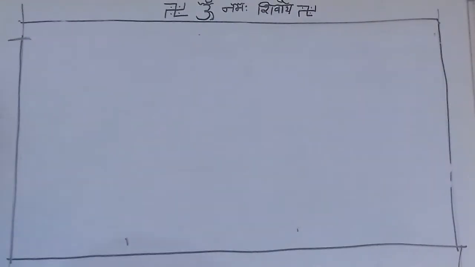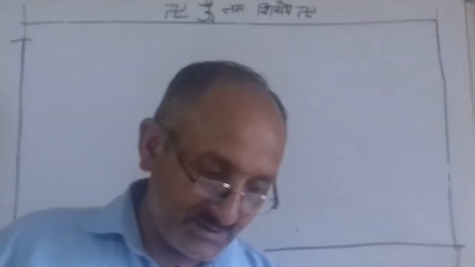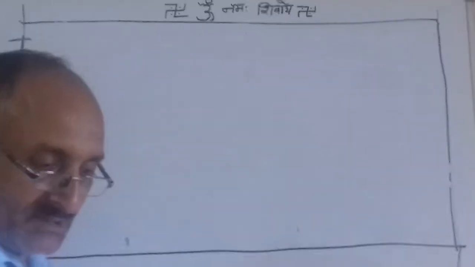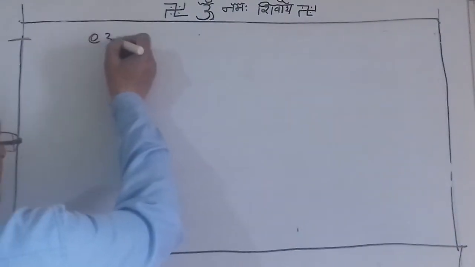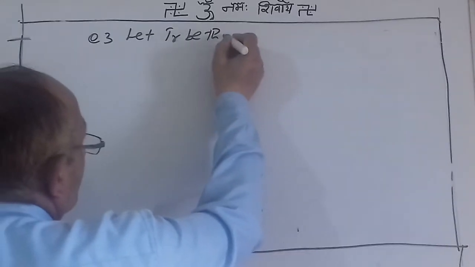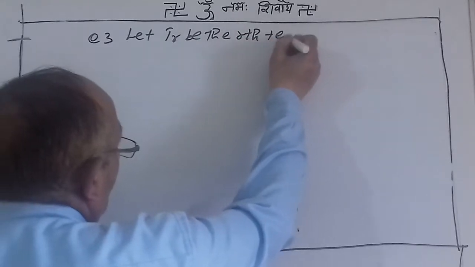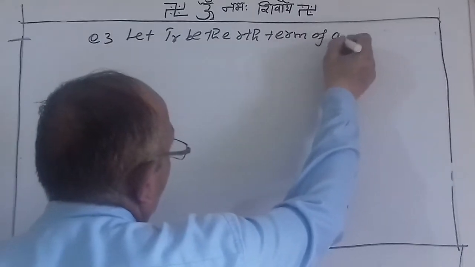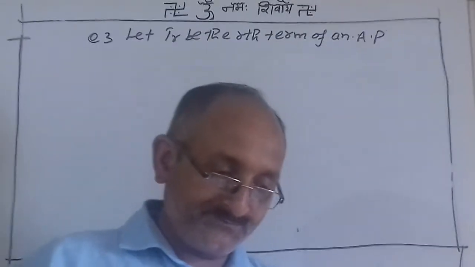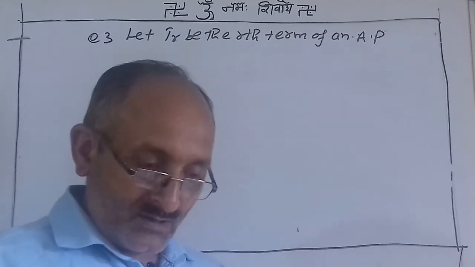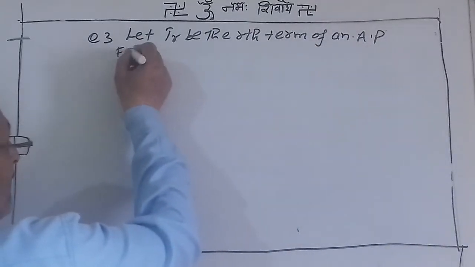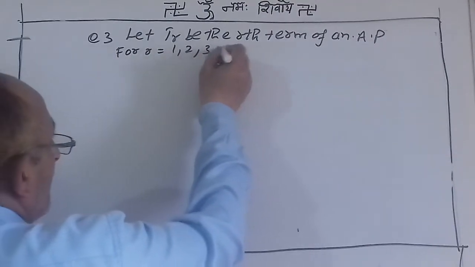Our third question. Question number 3. Let Tr be the rth term of an AP, for r is equal to 1, 2, 3, and so on.